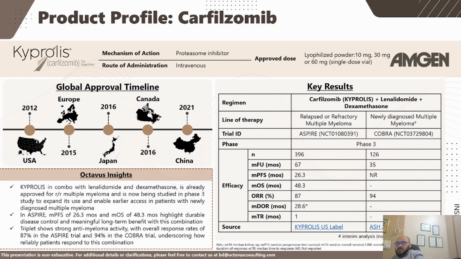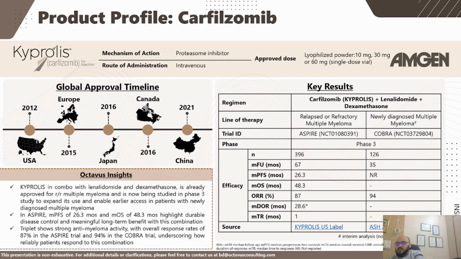What we have done is key results. Kyprolis is already approved in R by R multiple myeloma based on ASPIRE. So the first results were based on the ASPIRE study, and we have the label. We have taken those results from the label. But then there is newly diagnosed multiple myeloma.